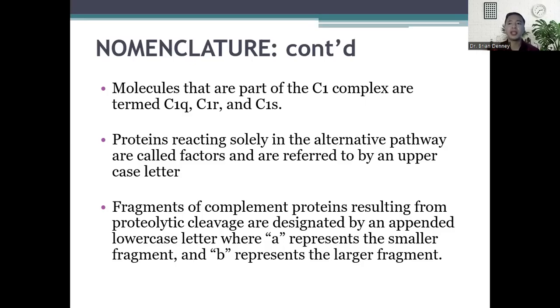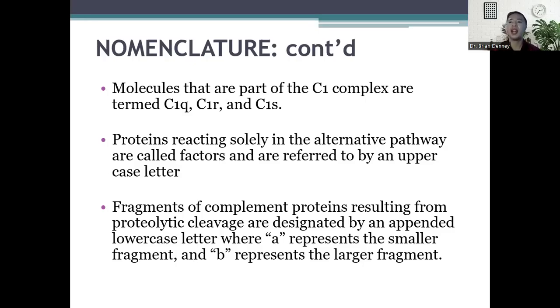Another example, C3, undergoing proteolysis. What are the fragments produced? Correct. C3b, C3a. Which of these fragments is considered the smaller fragment? C3a. Larger fragment? C3b. Which participates in the reaction? The larger fragment, which is C3b. Whereas the byproduct is the smaller fragment, which is C3a.